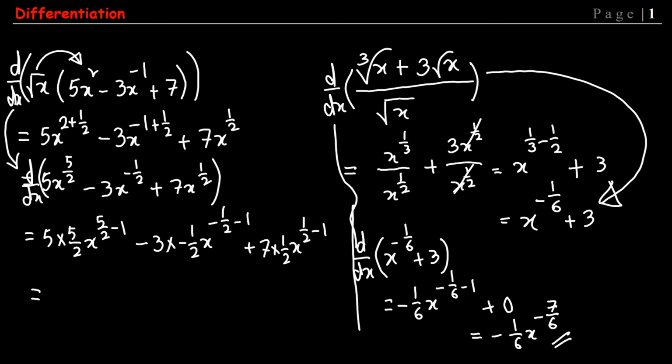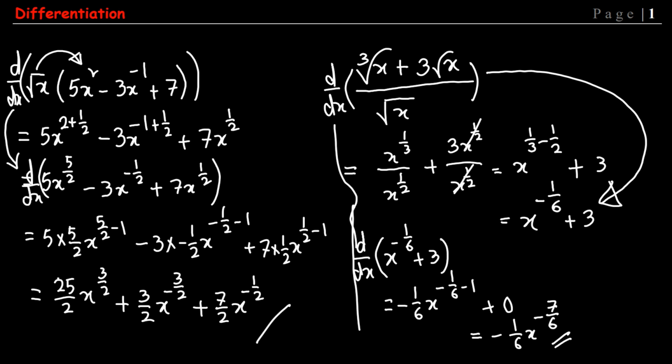So finally we would get from here 5 into 5 is 25 divided by 2, and the power of x is x to the power 5 by 2 minus 1, which is 3 by 2. Then these two minus signs make it plus 3 by 2, and the power of x becomes x to the power minus 3 by 2. And the last term we can write as 7 by 2, and add the power x to the power half minus 1, which gives us minus half. So we can leave our answer here.